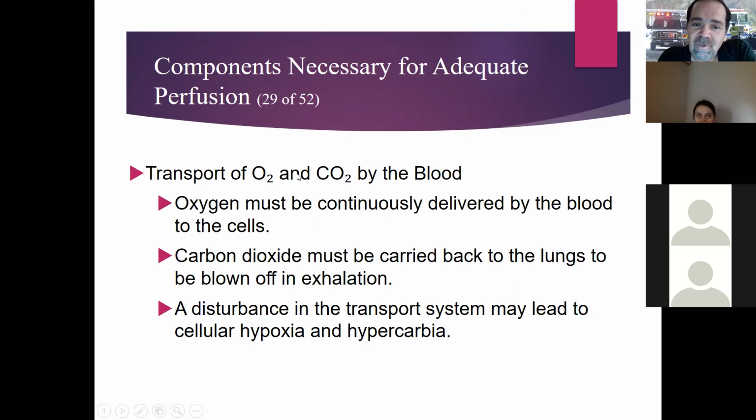Okay, now transport of O2 and CO2 by the blood. Oxygen must be continuously delivered by the blood to the cells. Carbon dioxide must be carried back to the lungs and be blown off during exhalation. A disturbance in the transport system may lead to cellular hypoxia or hypercarbia. What does the word hypoxia mean to you?